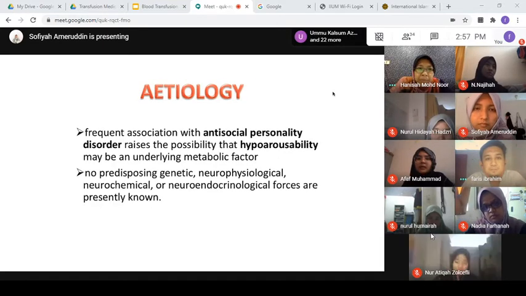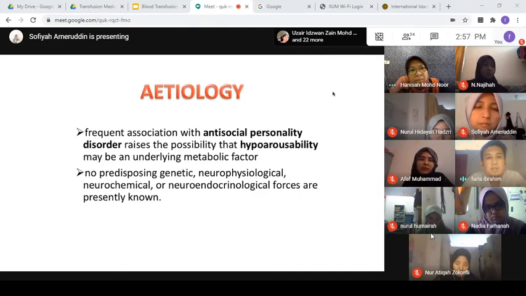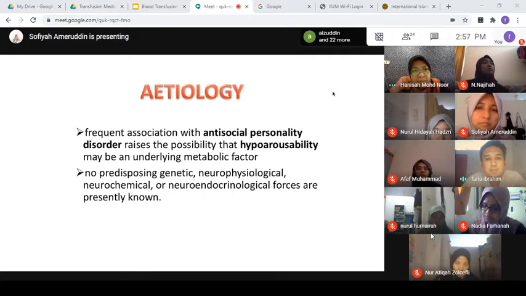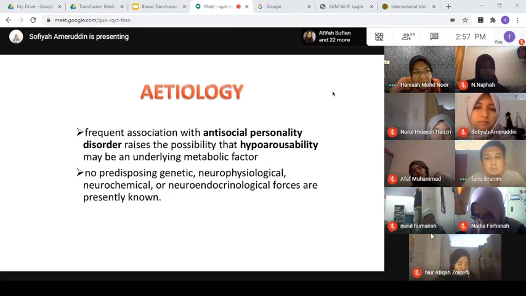Now, the etiology can be attributed to personality. There is a frequent association seen between malingering and antisocial personality disorder, which raises the possibility that hypoarousability may be an underlying metabolic factor. However, there are no genetic, neurophysiological, or neurochemical causes presently known to cause the malingering activity.